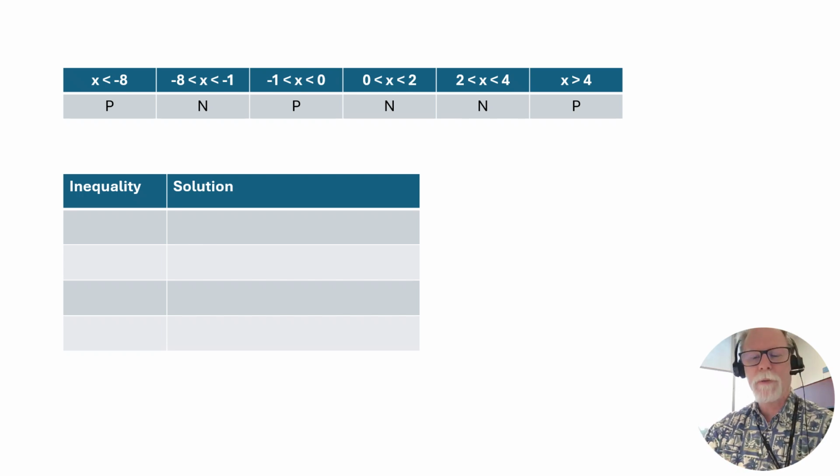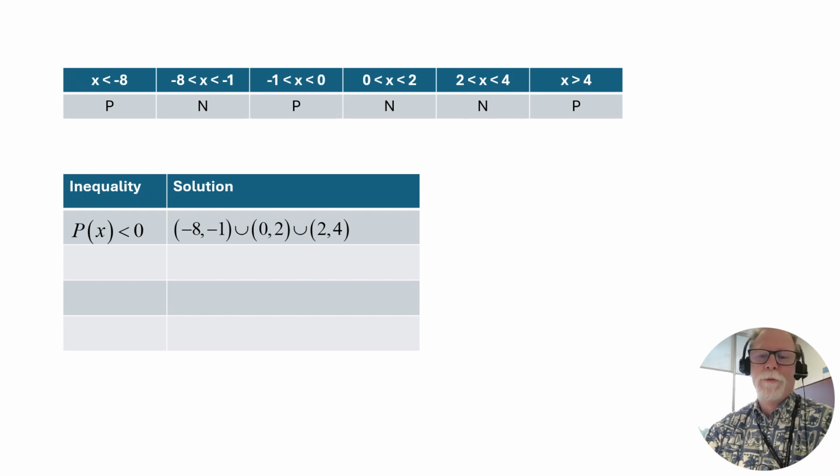All right, so let's take that final row of our sign chart, and we're going to do each of the 4 possible inequalities and write the solution out. So the first inequality is a strictly less than. So I'm going to have parentheses, and I just look at those 3 regions, intervals that are negative. So between -8 and -1, skip over 0 to 2, skip the 2, and then 2 to 4. Like that. Super easy.